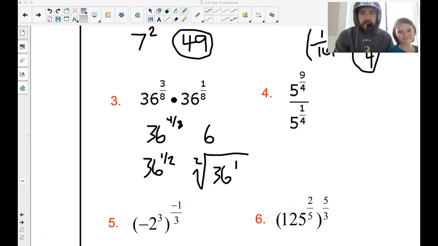All right, so we're going to do this next problem. This is going to be 5 to the 9/4 divided by 5 to the 1/4. So if you are dividing two powers with the same base, you can subtract their exponents. So what is 9/4 minus 1/4?